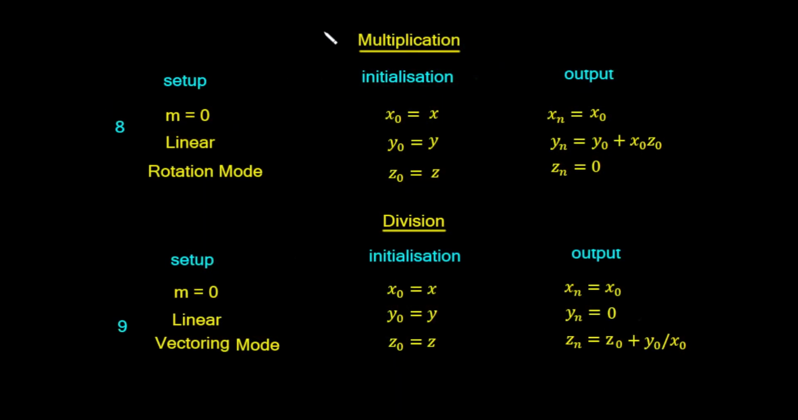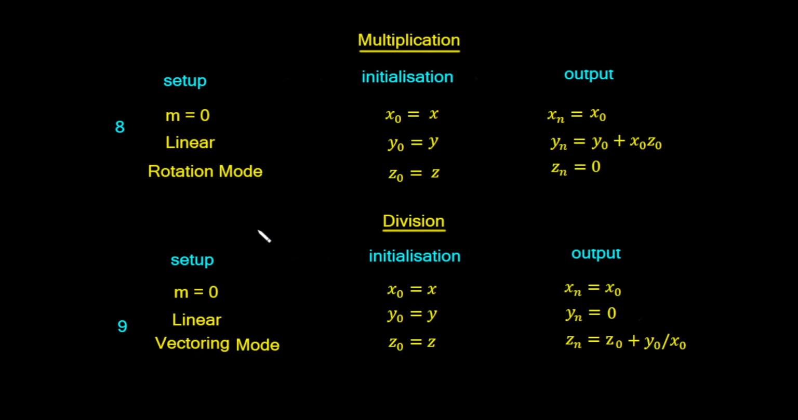We can also perform multiplication and division. The setup is m equals 0, so we're using linear, and if we're in rotation mode, the initialization values x, y and z will give us a final output yn, which is equal to y0 plus x0 times z0. So this is the multiplication here. Of course we can set the value for y0 to 0, and we just get the final output x0 times z0.